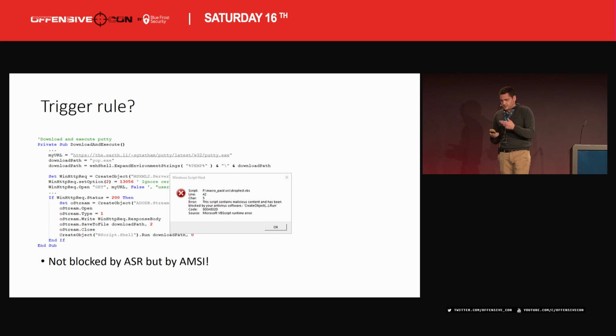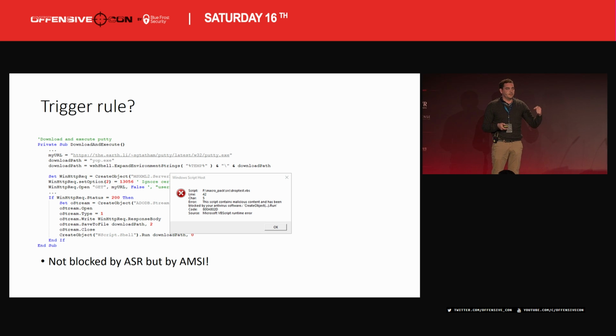This is the code of a classic dropper in VBScript. You see here, I call putty. I download it somewhere in TMP, you see there's a save to file, and then I run it. And this is blocked by AMSI. That's not ASR, that's AMSI. So first we need to find a way to bypass AMSI.